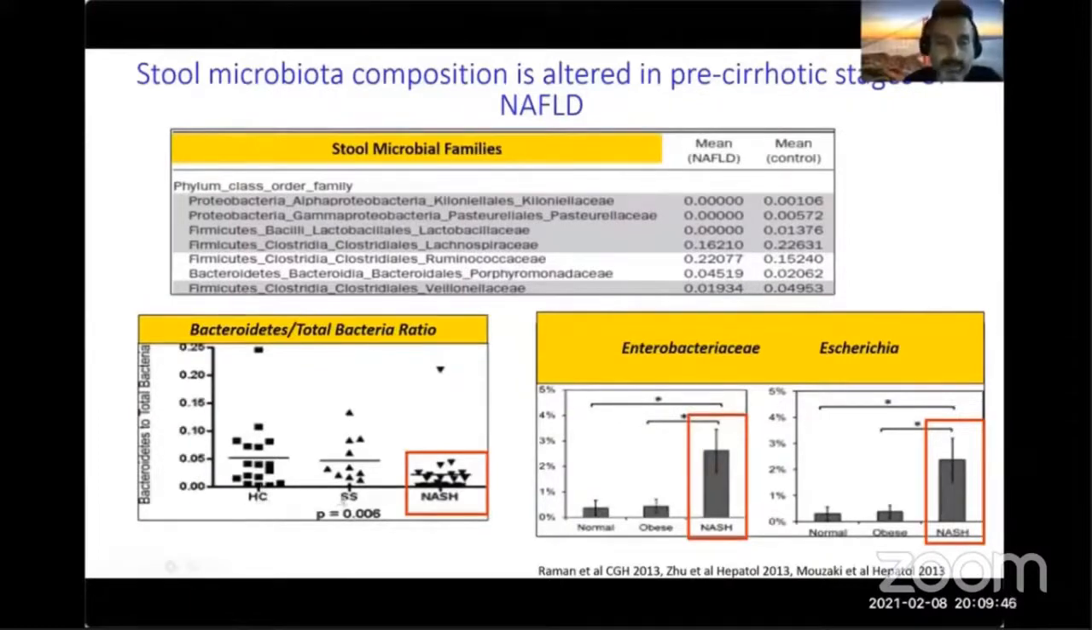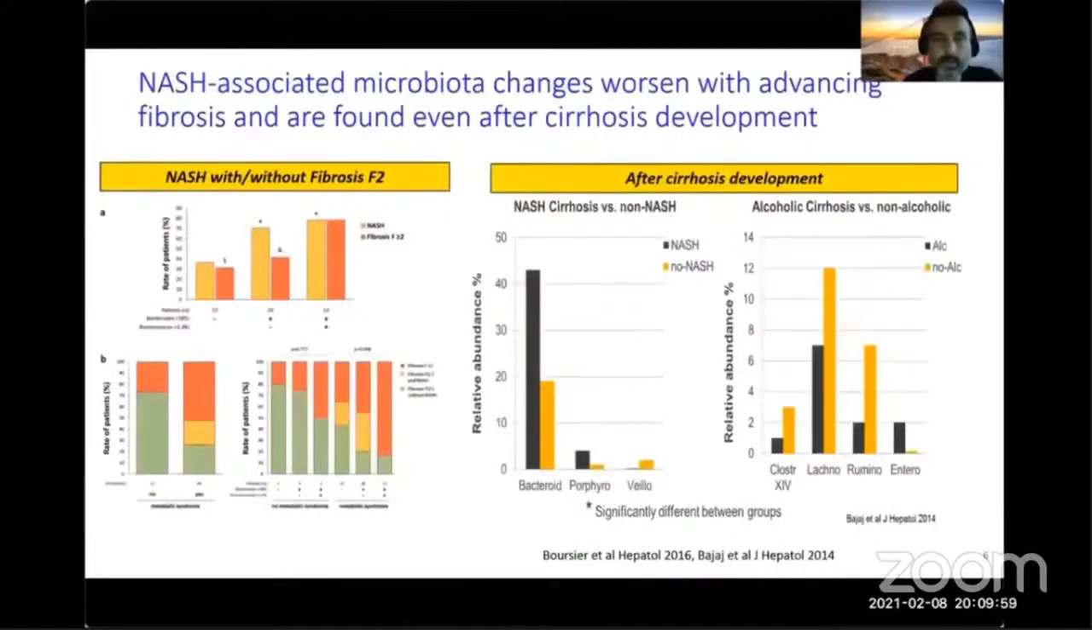So healthy controls, simple steatosis and NASH, that's what happens. As the simple steatosis progresses to NASH, the relative proportion of the bacteria taken over by the Bacteroidetes phylum goes down. What happens when patients actually advance with their cirrhosis or through the fibrosis chain? In this study done from the US, you have patients with NASH with and without fibrosis, F2 or more than F2. And you can see the rate of patients of Bacteroidetes and Ruminococcus is high in these patients.